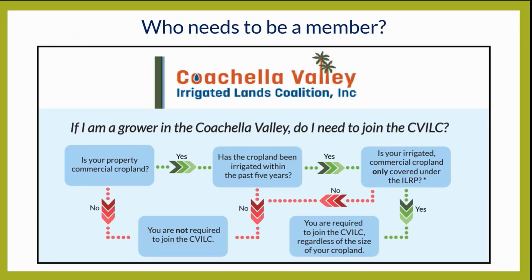In case, and I'm assuming you all are members, that's why you're here, but in case you have a neighbor who's not in the coalition and they're not sure if they should be, this is a little visual the coalition has developed. It's based off the requirements of the regional board, and essentially what it means is it does not matter how big or small your property is. If you irrigate and if you have commercial ag, you need to be in the coalition. It does not matter if you think you do not discharge to surface water or groundwater, you still need to be in the coalition.